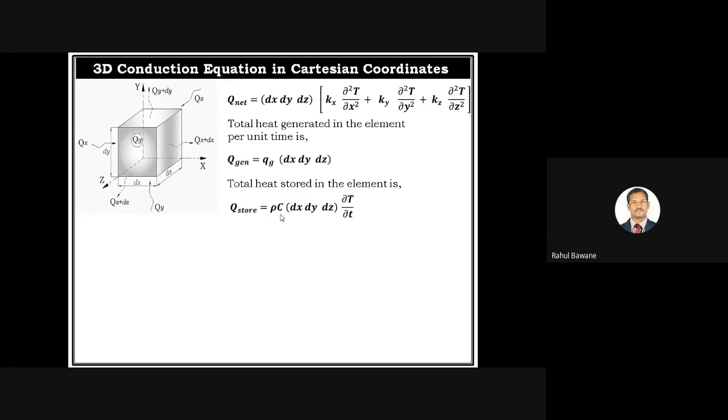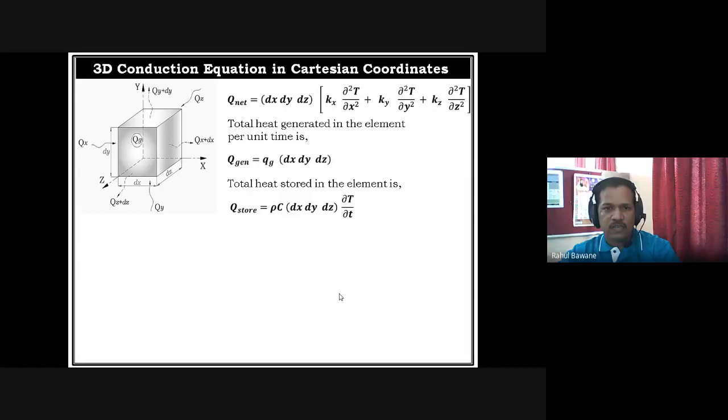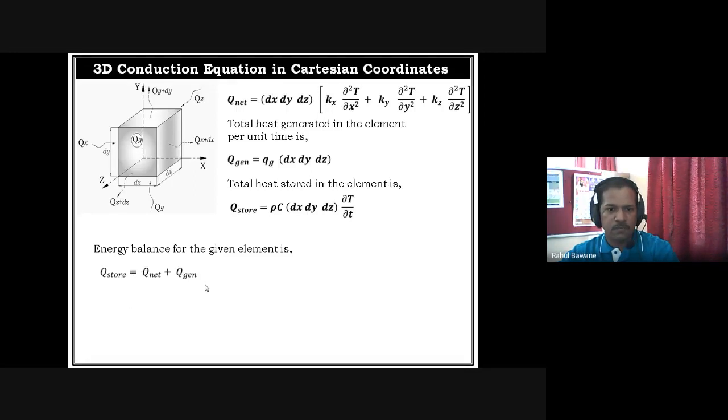So this is per unit volume, so multiply by volume, so it becomes for total volume, del T by del of time, small t stands for time. So this is the heat storing capacity of this element. Now considering heat balance or energy balance: whatever be the total heat accumulated inside the element plus total heat generated inside the element must be equal to its storing capacity. So heat balance: Q store is equal to Q net plus Q generation.